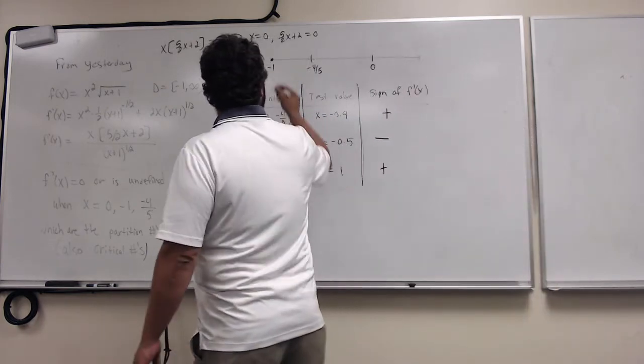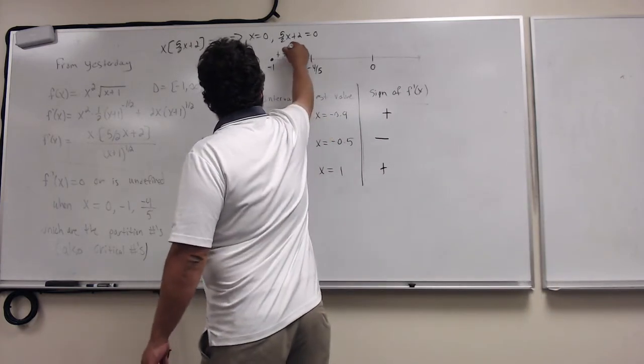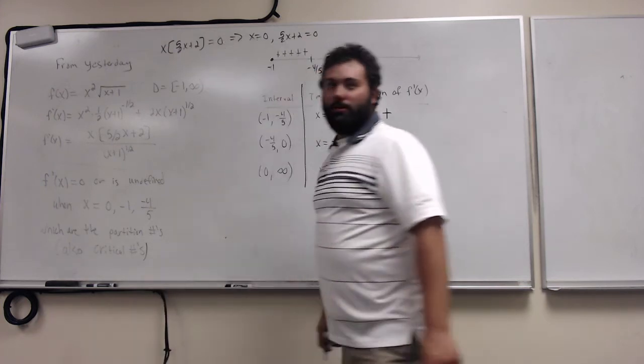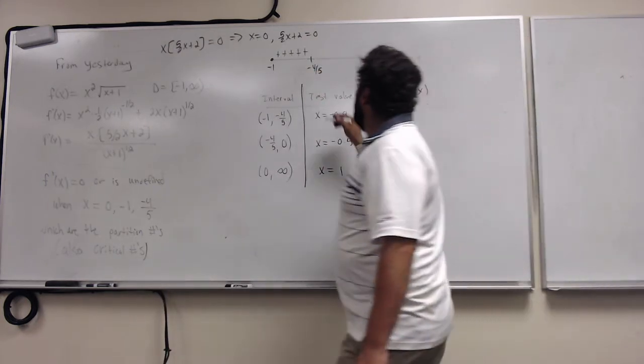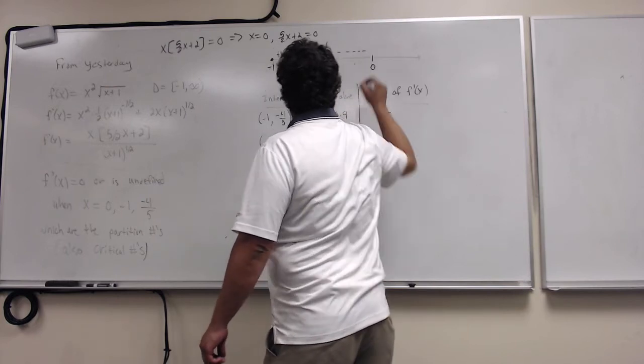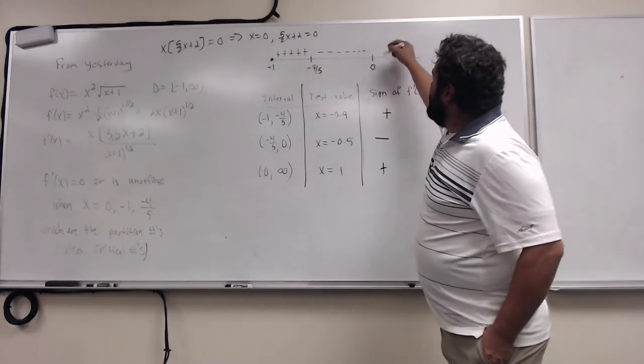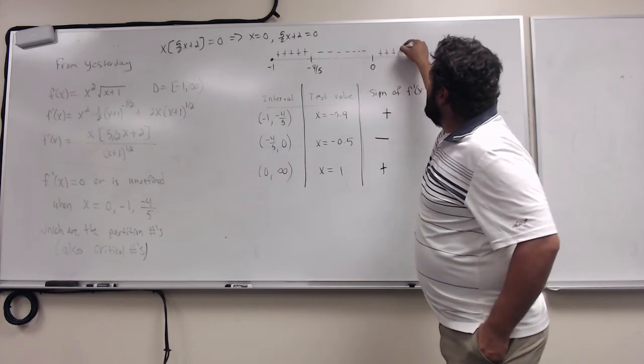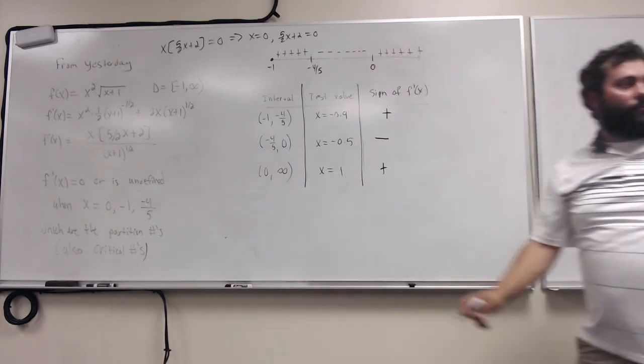Some of you might have already looked, but on this interval, the derivative is positive, so you put a bunch of plus signs. On this side, the derivative between negative 4/5 and 0, the sign of the derivative was negative. And then as soon as you get past 0, the derivative is always going to be positive again. Okay?